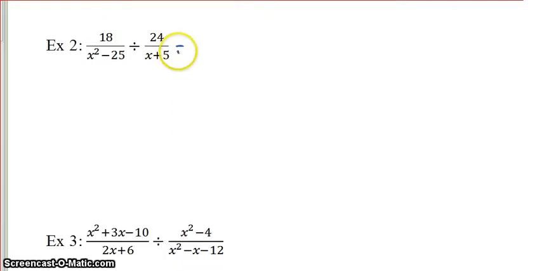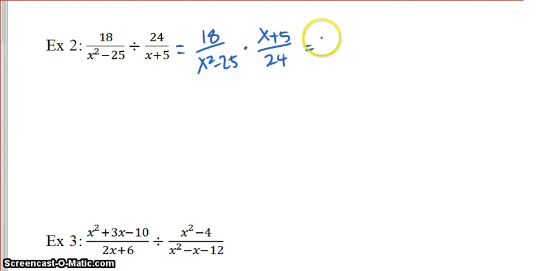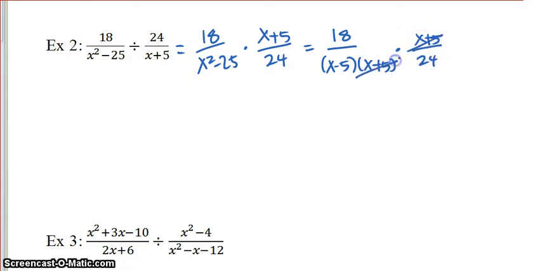Okay, so again, dividing is the same as multiplying by the reciprocal, so I'm going to write that problem out like that. So that's going to be x plus 5 over 24. So now we need to simplify. We have 18 over, and then factor that out, x minus 5, x plus 5, because that's difference of squares, times x plus 5 over 24. So I can cancel those out, and then I can actually cross-reduce.